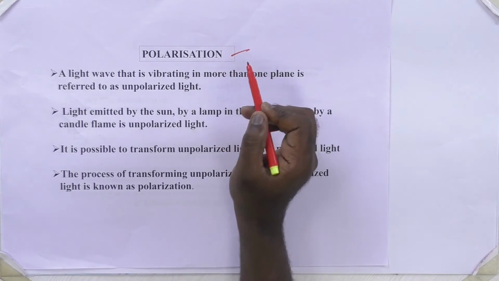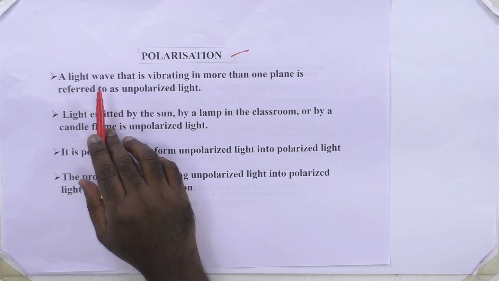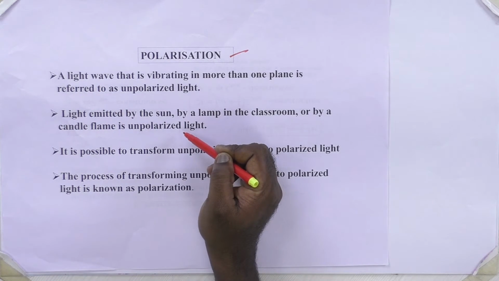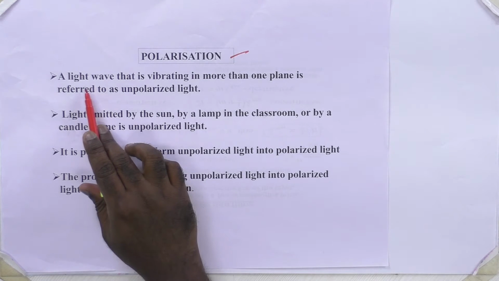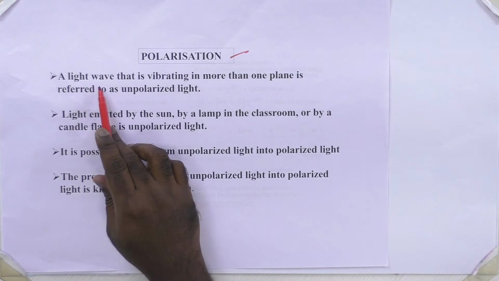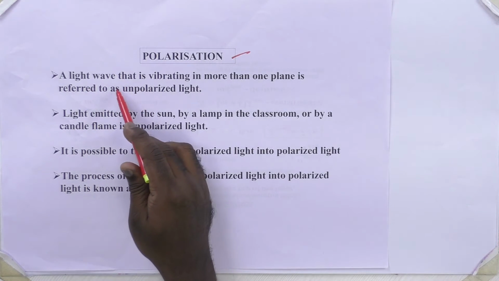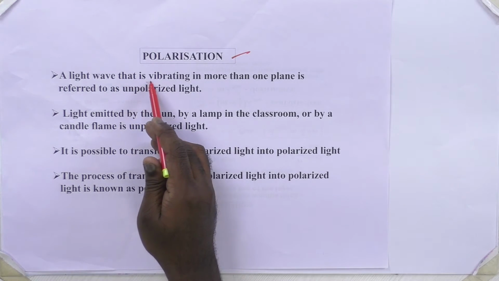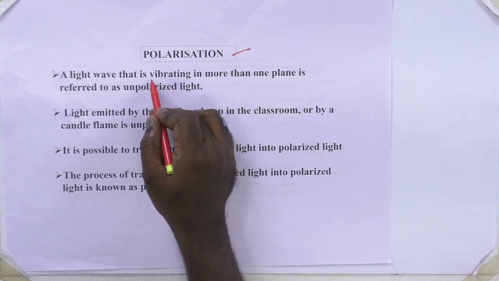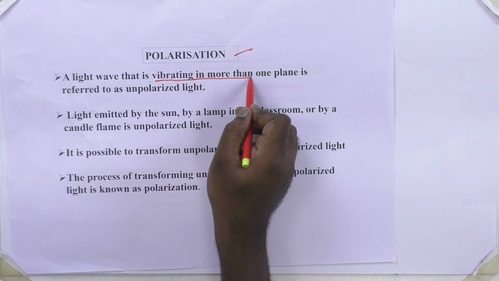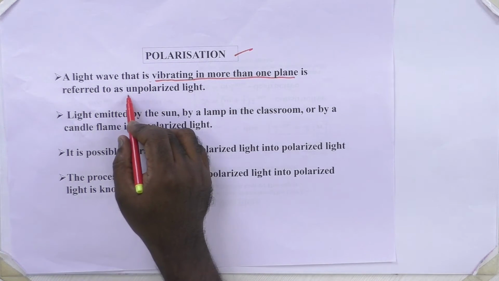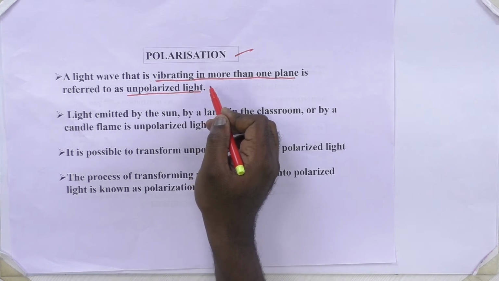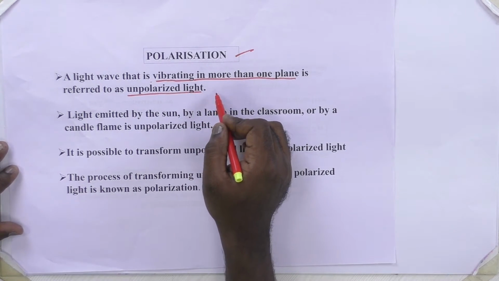You can obtain some plane polarized light. So, what is polarization? Polarization is nothing but converting unpolarized light into polarized light. What is unpolarized light? Generally the light emitted from a natural source, from the sun, stars, whatever it may be, has light waves vibrating in more than one plane. That is called unpolarized light. This natural light emitted from the sun and other things is unpolarized.